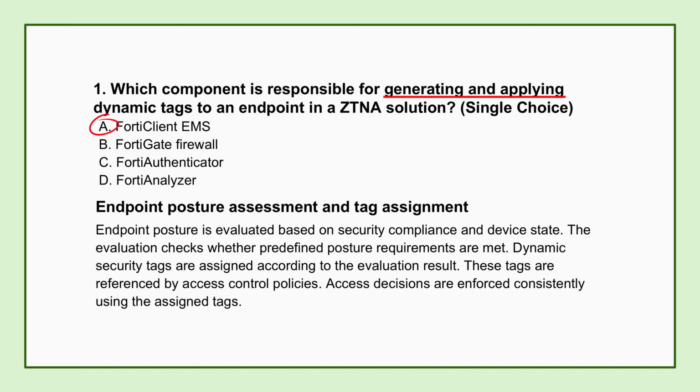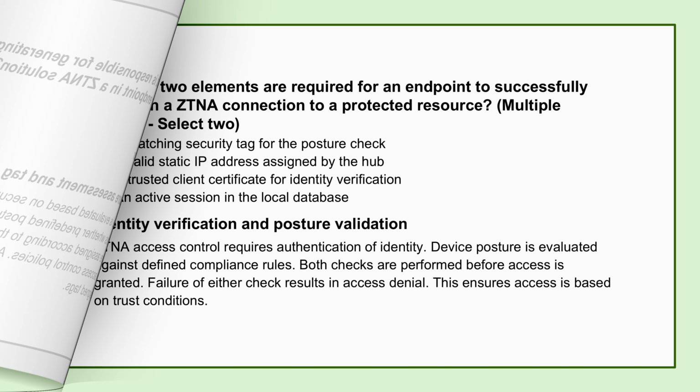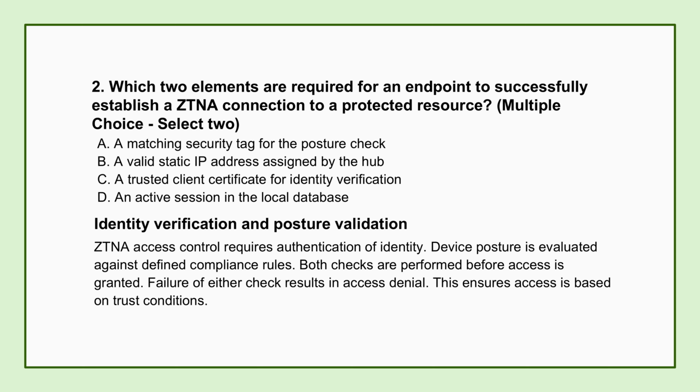So the firewall is the bouncer, but the EMS is the one checking the ID and making sure you meet the dress code before you even get to the door. Perfect analogy. The FortiGate receives the tag and enforces the policy, but it never creates that posture tag itself. That makes a ton of sense for scaling. So we've got the posture check covered with that dynamic tag. But I know ZTNA needs 2 things for a connection. What's the other non-negotiable part?